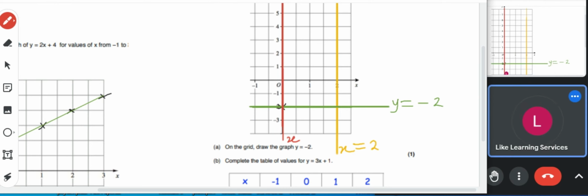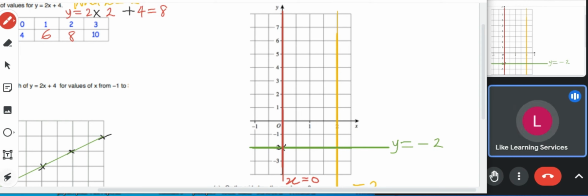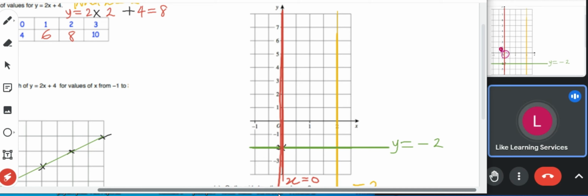X equals 0. Let me just point that out better. The line of x equals 0 is actually the y-axis. Did you notice it? Is it not the y-axis? The line of x equal to 0 is the y-axis itself, because this is 0 on x. So this line is x equal to 0.